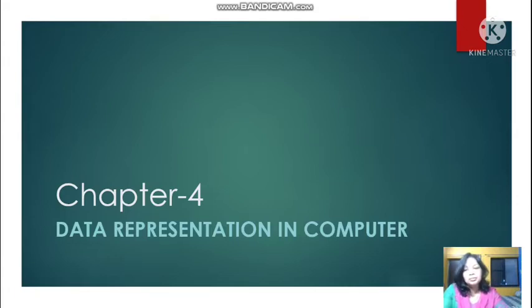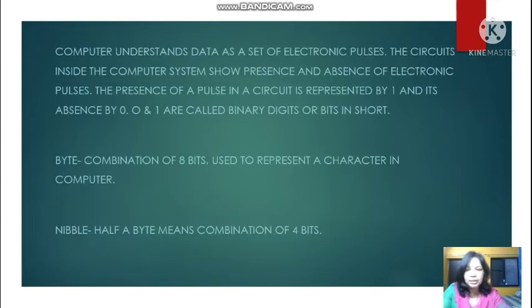And I really want all of you to go through all the videos thoroughly, because there are many things which, if you read them in advance once, will help you to understand the online classes in a proper way. Okay, so today we are going to start with chapter 4, that is data representation in computer. So let's start with this.